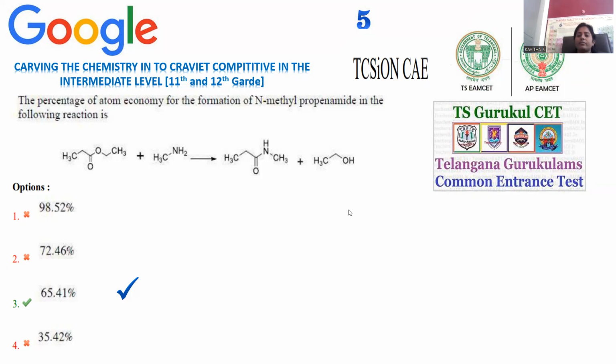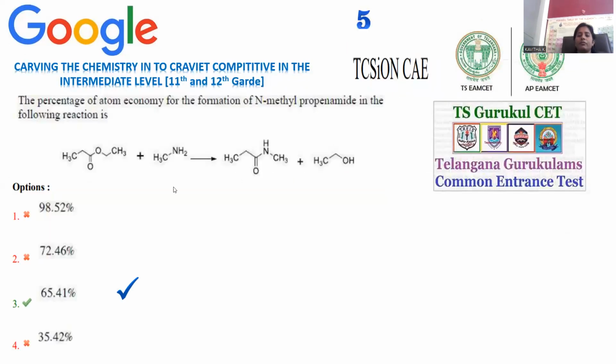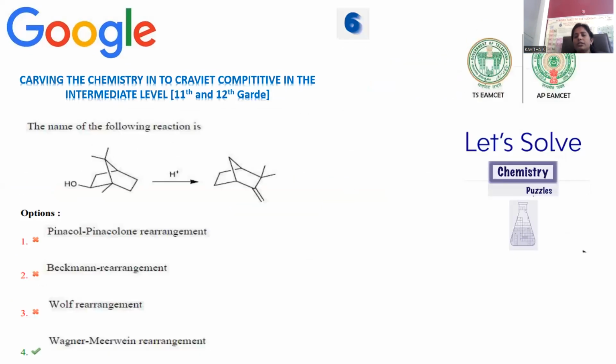This is the way: mass of the atoms in the desired product divided by total mass of the atoms in the product can be taken as the formula for atom economy, percentage of atom economy. For question number 5, option 3 is the correct answer. Move on to question number 6.